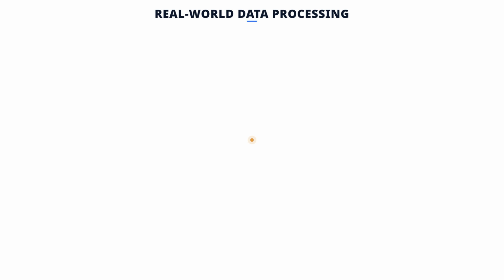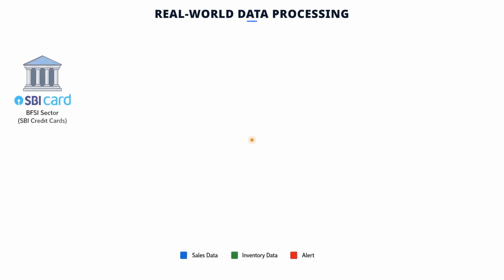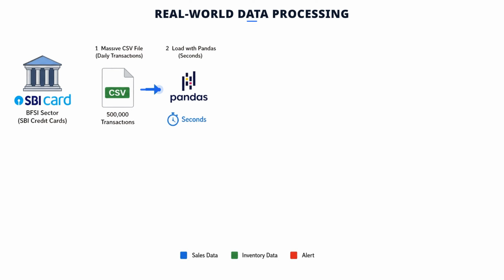To see how these pandas commands actually play out in the real world, let's explore a couple of powerful examples from completely different industries. First, let's look at the banking, financial services and insurance sector. Take SBI credit cards for instance. Their fraud detection teams are tasked with processing massive CSV files every single day. Using pandas, they can take a single file containing 500,000 transactions and load that raw data into their system in a matter of seconds.